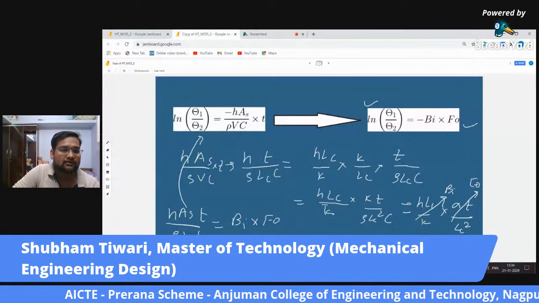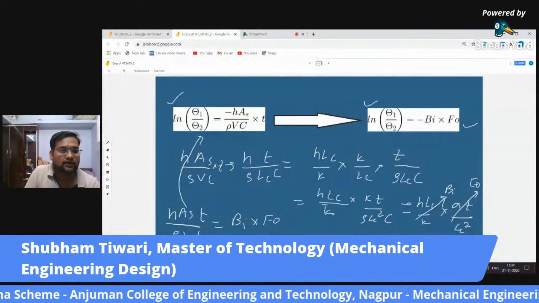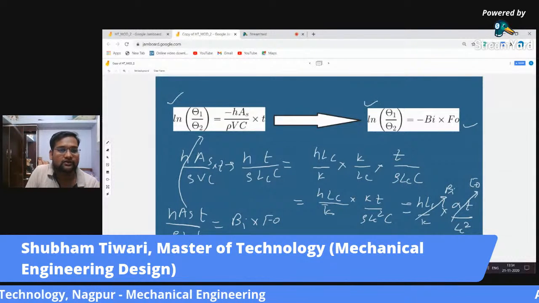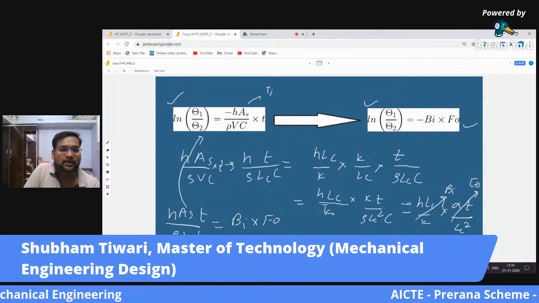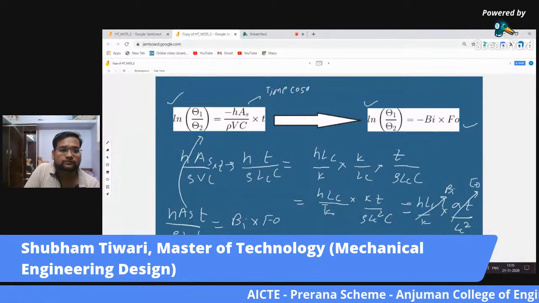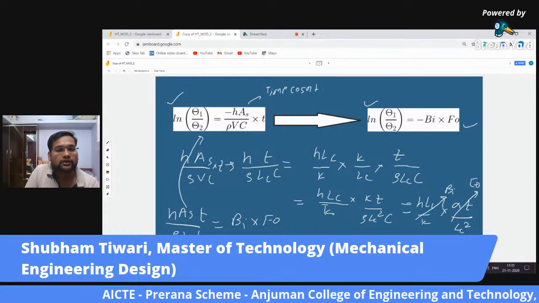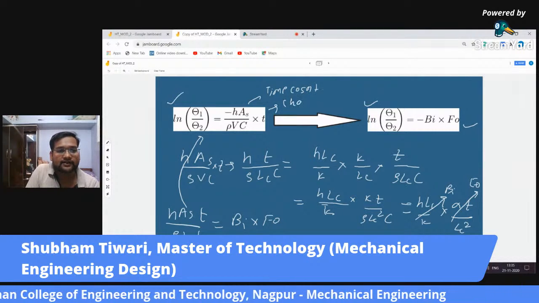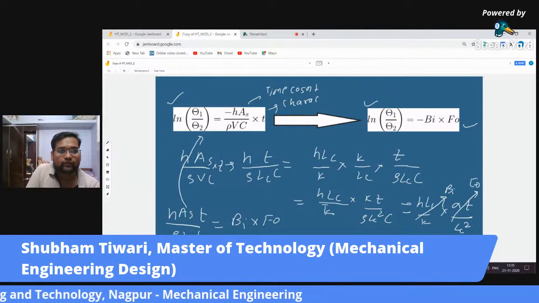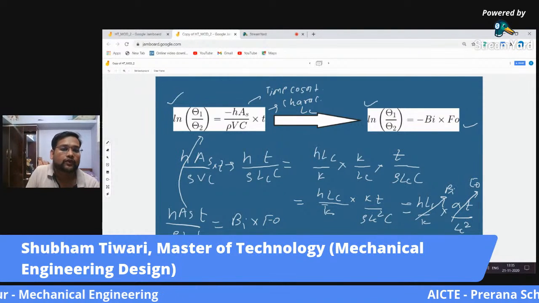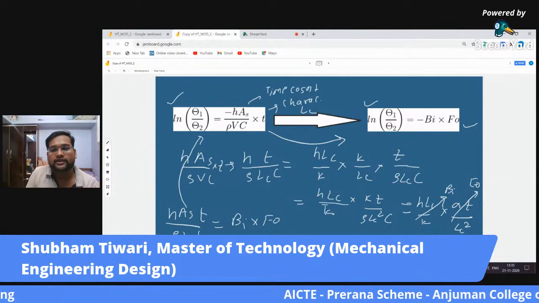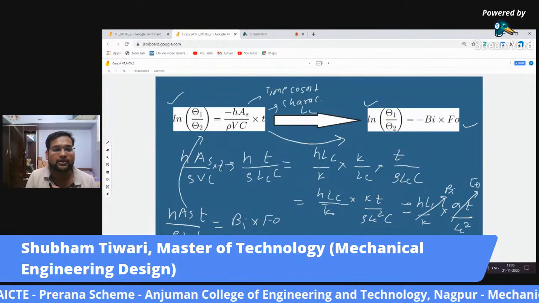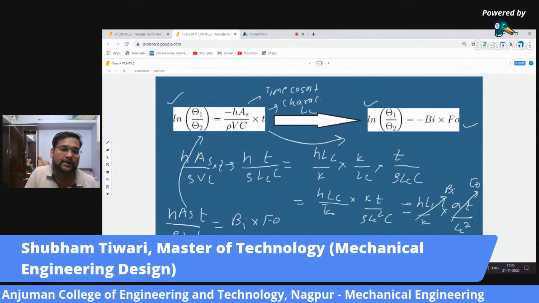What are these? The basic equation is this. This is our basic equation. ln theta 1 by theta 2 equals hAs upon rho Vc into t. The second one is of time constant, in which this term can be written as minus t by tau. The third one is of characteristic length, or let's say Lc. And the third one is here. So in this way, we have found the three forms of the same equation which can help us in carrying out the lumped heat analysis.